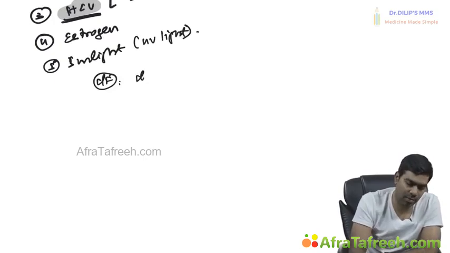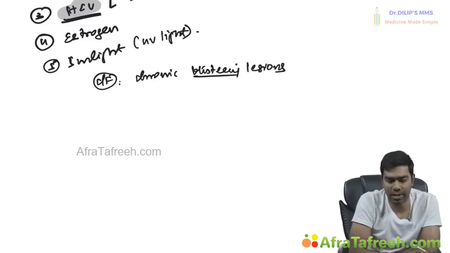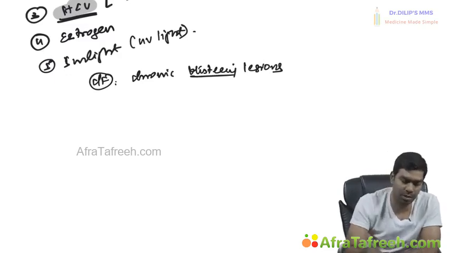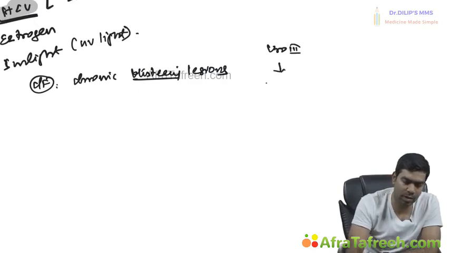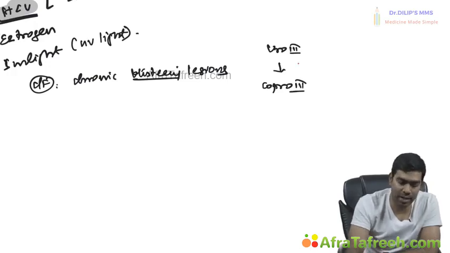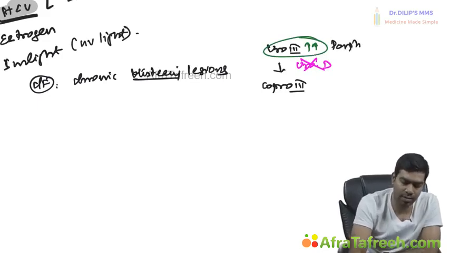Typical clinical finding, what you're going to see is chronic blistering skin lesions. Why do they develop blisters? What is the pathophysiology? Uroporphyrinogen 3 is going to be converted to coproporphyrinogen 3, and this is where the enzyme uroporphyrinogen decarboxylase comes into play. If this enzyme is not there, your uro 3 levels are going to be very high, which means your circulating porphyrin level will be very high.